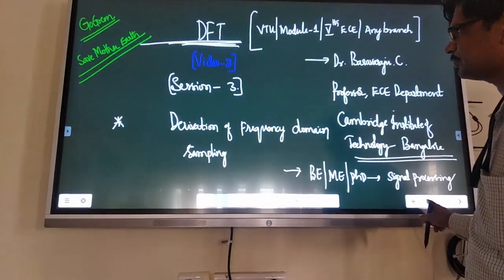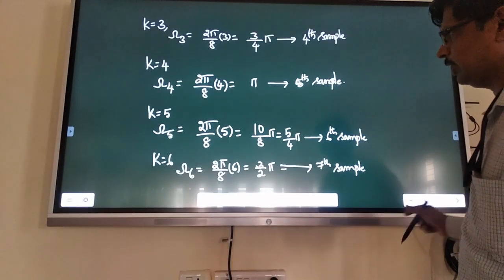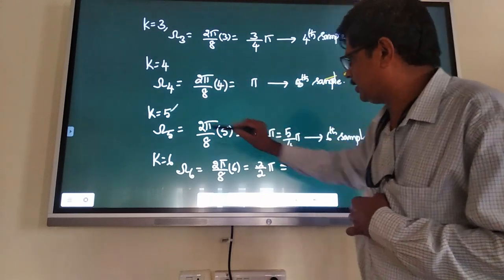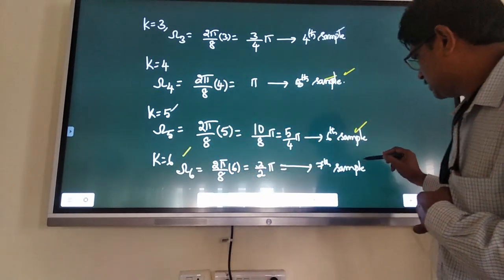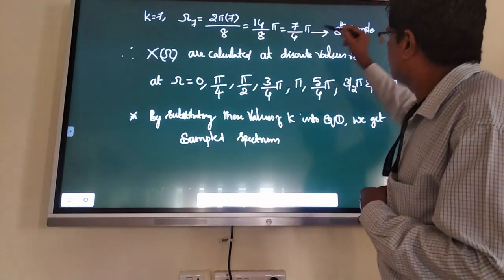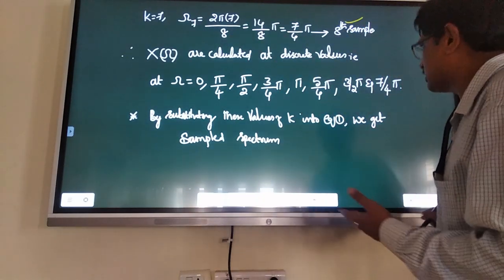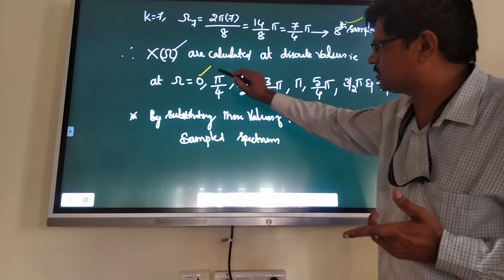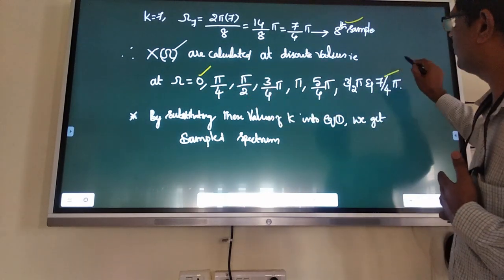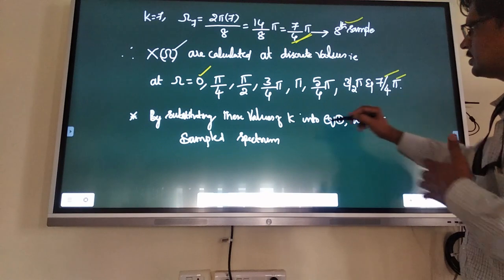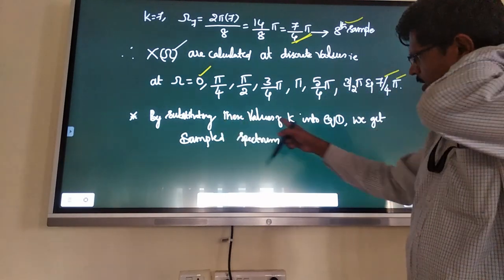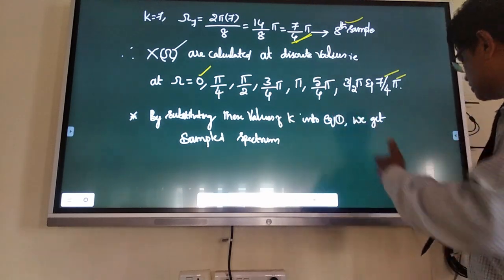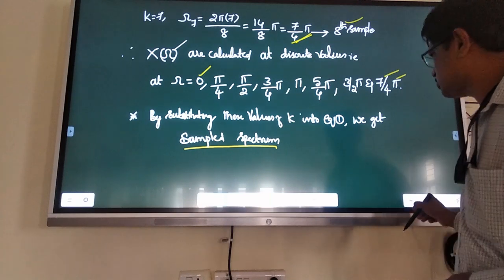That is what is shown here. Now see, K3, 4th, K4, 5th sample, K5, 6th sample, K6, 7th sample, and K7, 8th sample. Now, that's all. Your continuous spectrum becomes X of omega calculated at these frequencies: 0, pi by 4, lastly 7 pi by 4, pi. You will get all 8 samples. Then in the end, substitute all these values of k into your standard Fourier equations, which we know. Right? We get the sampled spectrum like this.